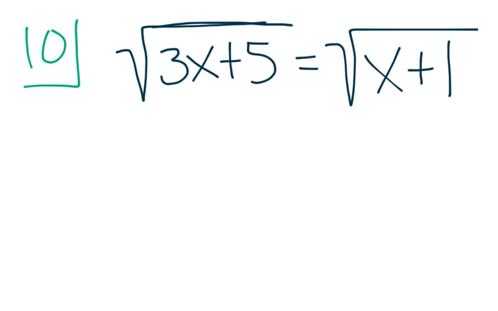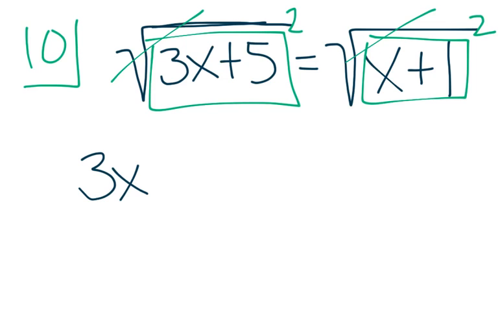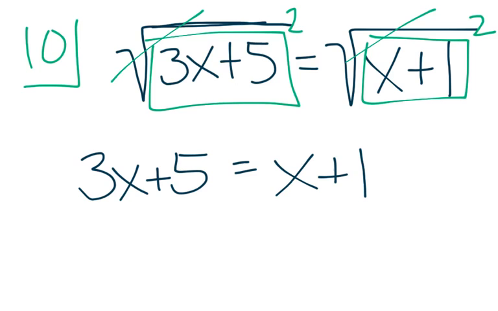Okay, so in this one we have a radical on both sides. We don't have anything on the outside. So what we want to do is we just want to cancel both of these out. So this cancels this out, and this cancels this out. And what we have left are the parts on the inside. So we have 3x plus 5 equals x plus 1.